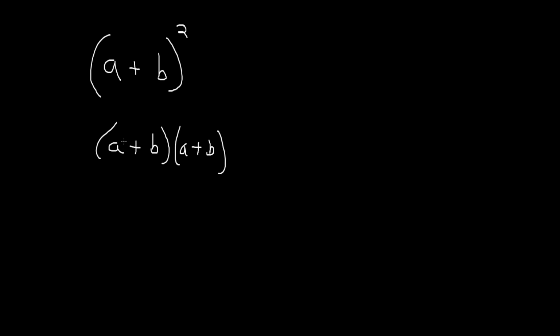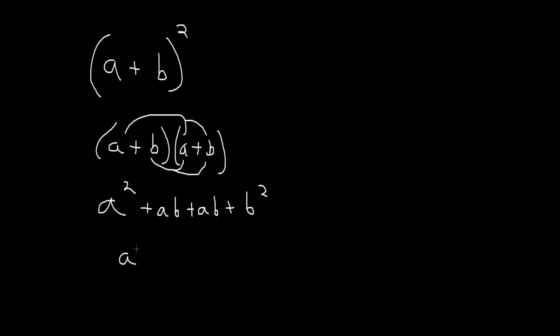So a times a, that would be a squared, plus a times b, so that would be a times b. Then b times a, which is the same as a times b. You can write whichever letter first you want. And then b times b would be b squared. So we get a squared plus 2 times a times b. And the reason it's 2 is because 1 plus 1 is 2. So we combine them, and then plus b squared.